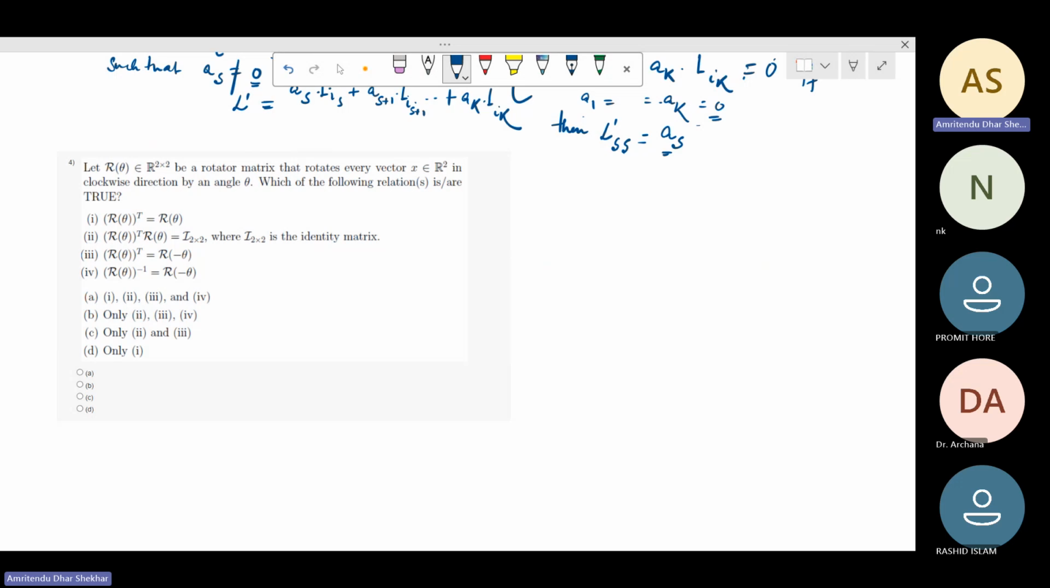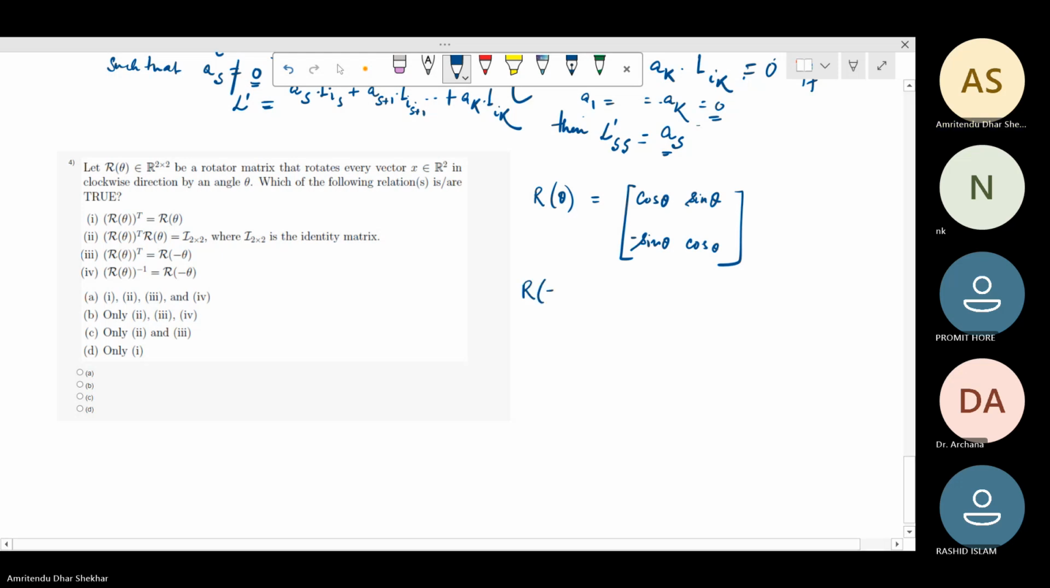Every rotation matrix by theta would look like this: cos theta, sin theta, minus sin theta, cos theta. This is for theta being rotated anti-clockwise. When theta is rotated clockwise, you should replace theta by minus theta. So here the matrix is basically R of minus theta.